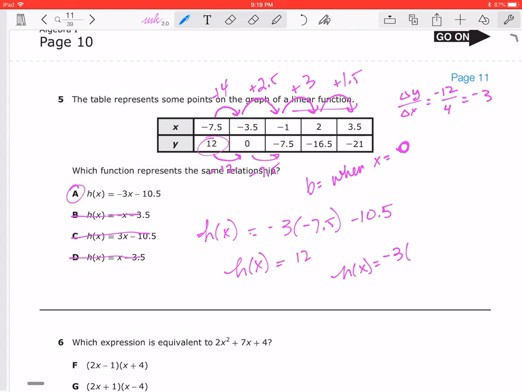So h of x is going to be equal to negative 3 times, let's do negative 1, negative 1 minus 10.5. So that's going to give us positive 3. So 3 minus 10.5 will give us negative 7.5, which is what we want here.